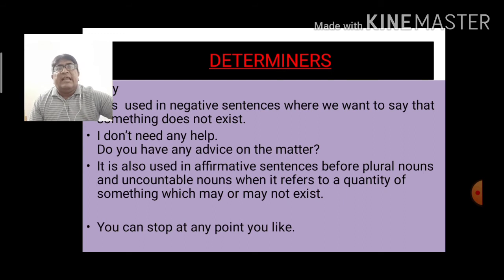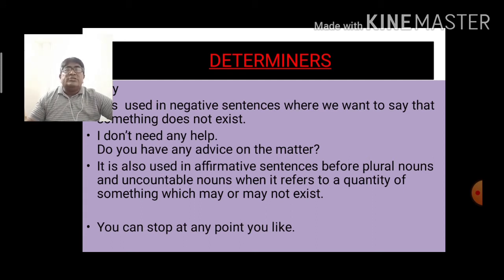The next is "any". The word any is used in both negative and interrogative sentences. Now let's see: I don't need any help. Don't is showing a negative statement, so "not" is used. Do you have any advice on the matter? Any is used in interrogative sentences. Here the statement is interrogative because a question mark is there, and a question which starts with a to be form or a WH word we can use as an interrogative sentence.